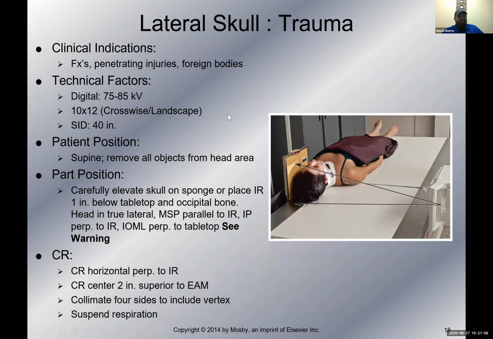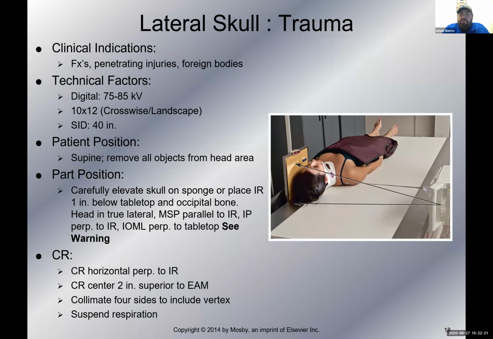Last projection here is the lateral skull trauma. This is probably the easiest of them, right? Because all you've got to do is just leave the patient laying down, and we're going to do a lateral projection, which means we're going to try to get a side view of all of the skull. KVP 75 to 85, 40-inch SID. Again, you're going to be supine in a C-collar. Do not try to flex or extend the head.